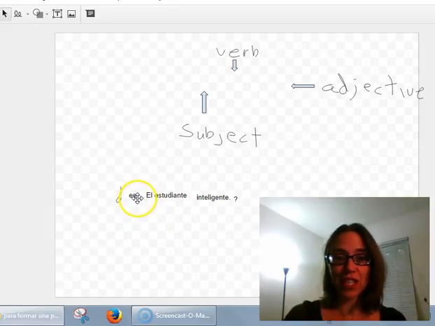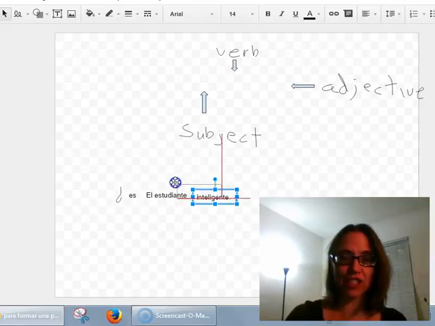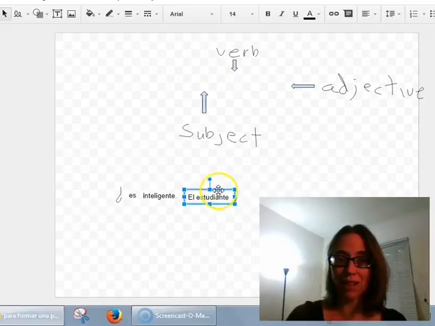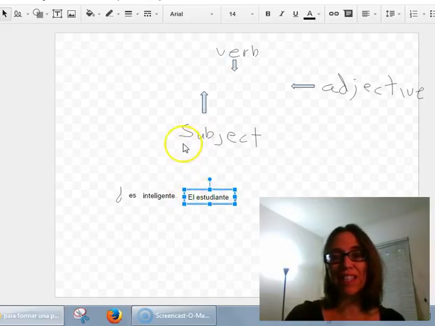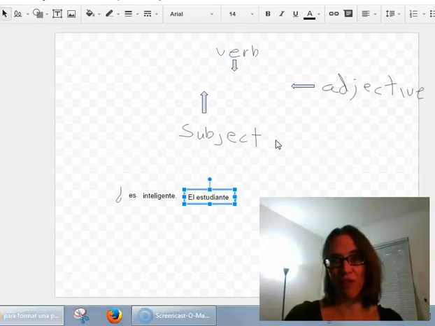In Spanish, I could move the adjective between the verb and the subject and form a question this way. ¿Es inteligente el estudiante? And the reason we can do this is because we're going to find that the subject does not always have to be directly identified, and so it's kind of tagged on as an afterthought. This is also a correct way to ask a question in Spanish.